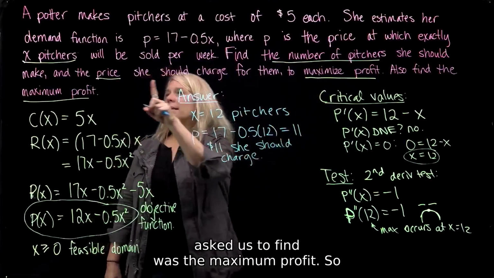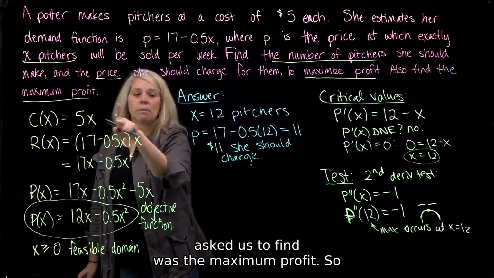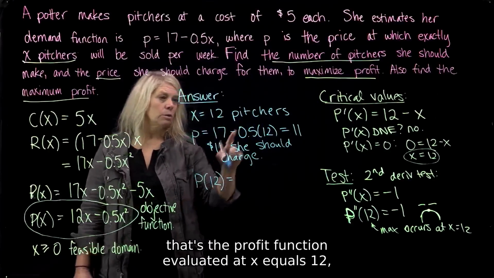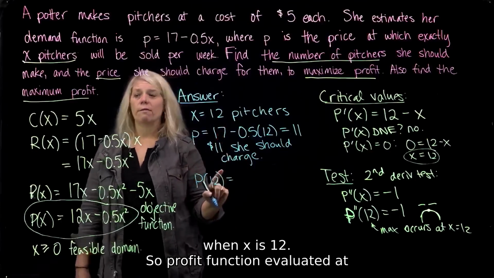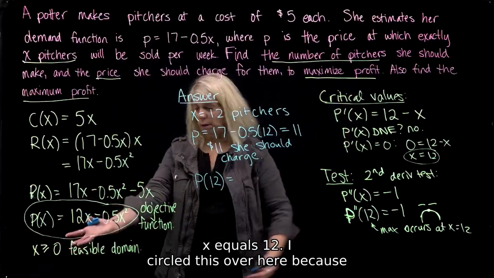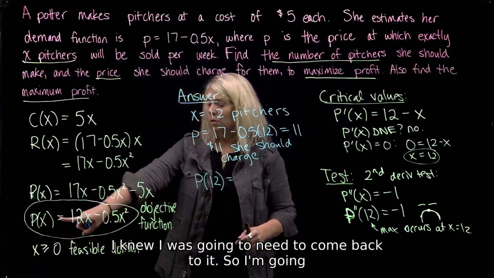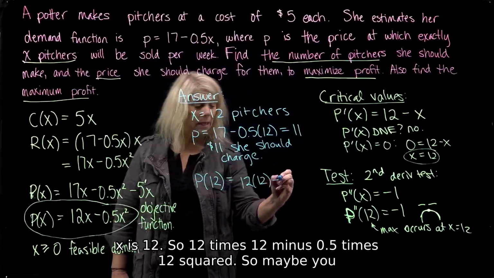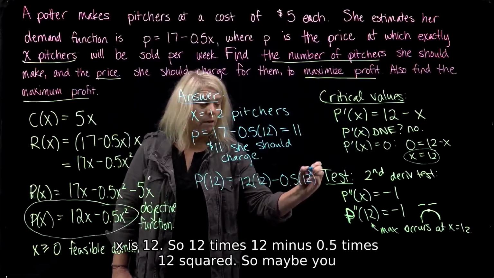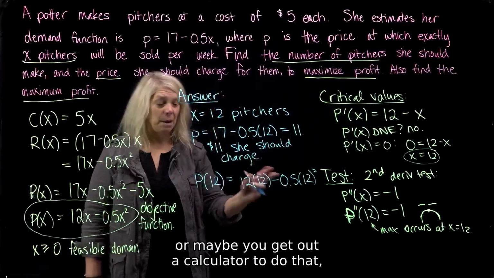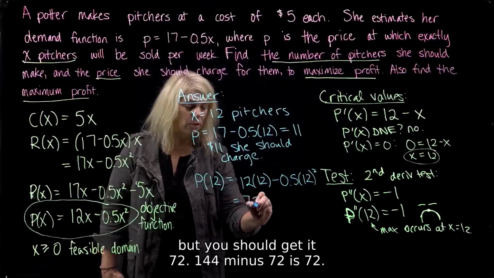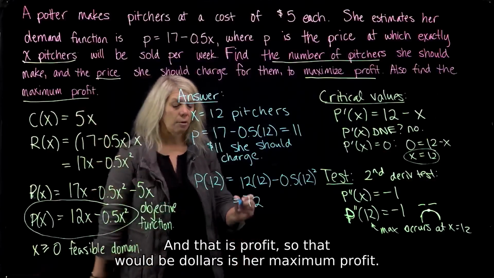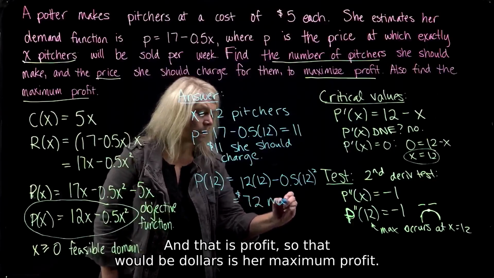And then the other thing that it asked us to find was the maximum profit. So that's the profit function evaluated at x equals 12. I circled this over here because I knew I was going to need to come back to it. So I'm going to evaluate my profit function when x is 12. So 12 times 12 minus 0.5 times 12 squared. So maybe you can do that in your head, or maybe you get out a calculator to do that, but you should get 72. 144 minus 72 is 72. And that is profit, so that would be $72 dollars is her maximum profit.